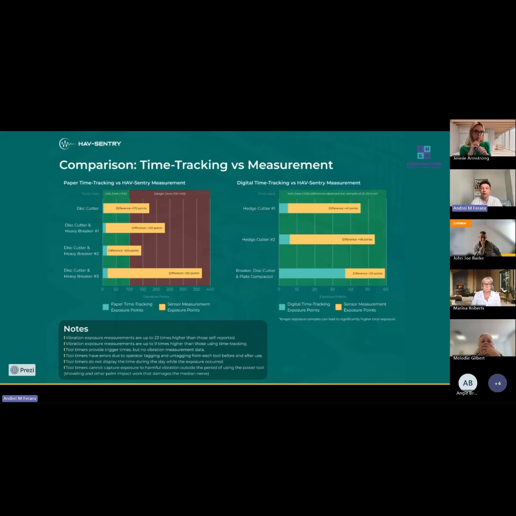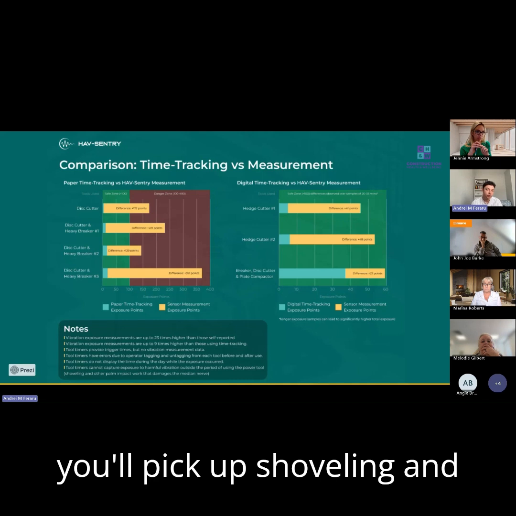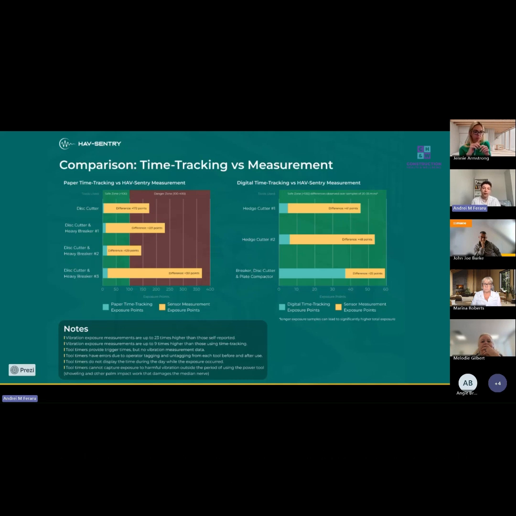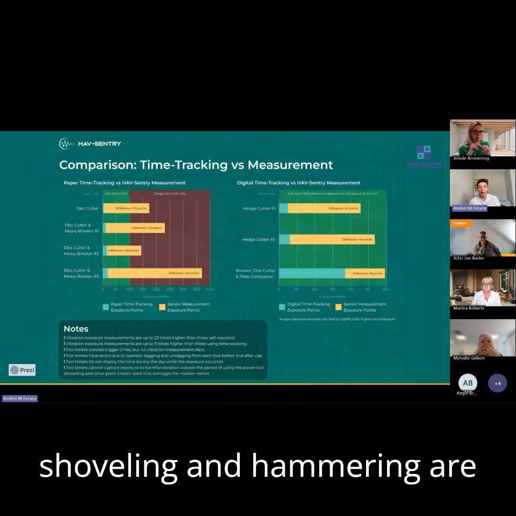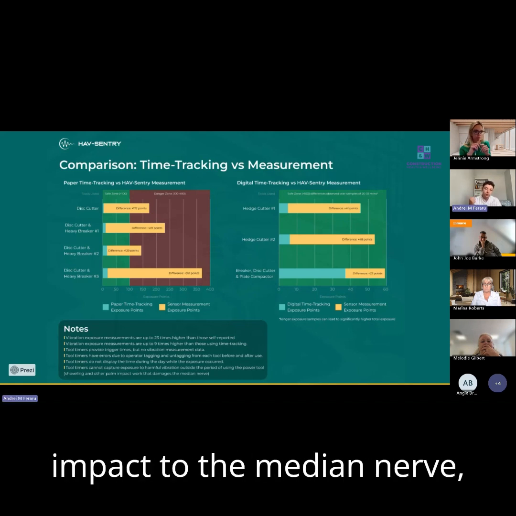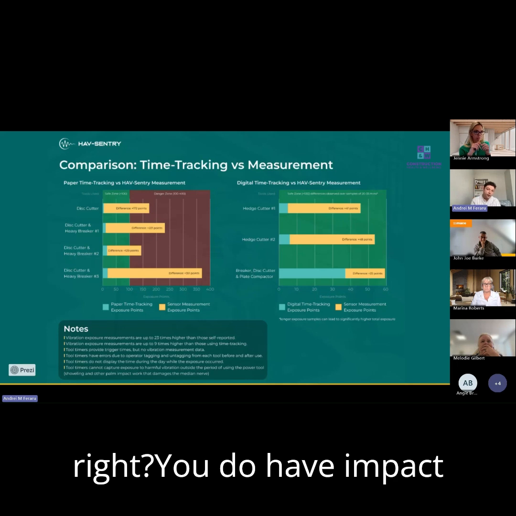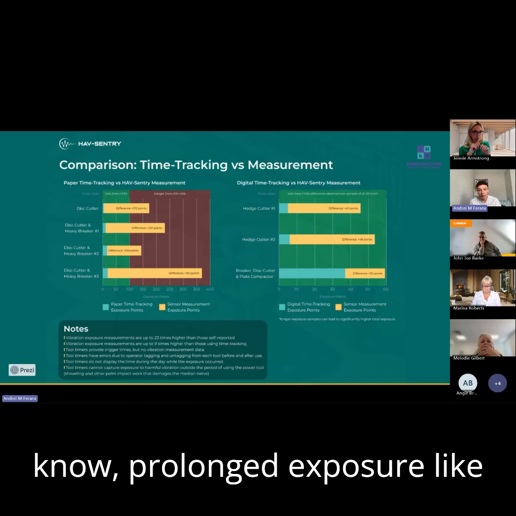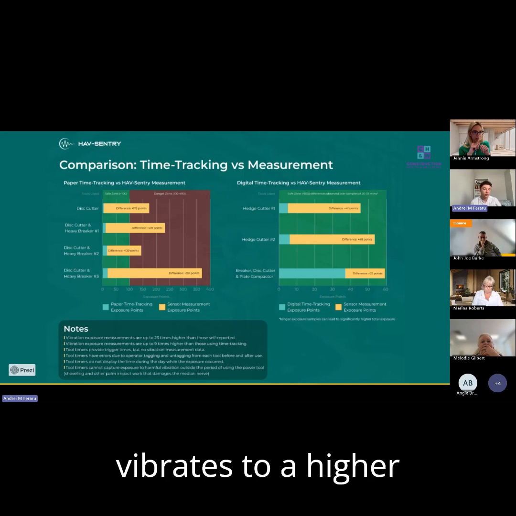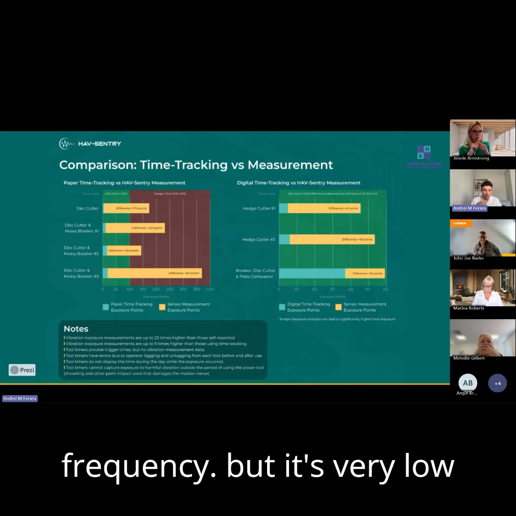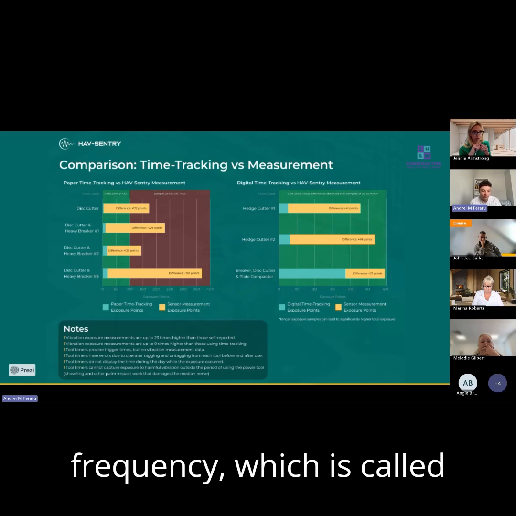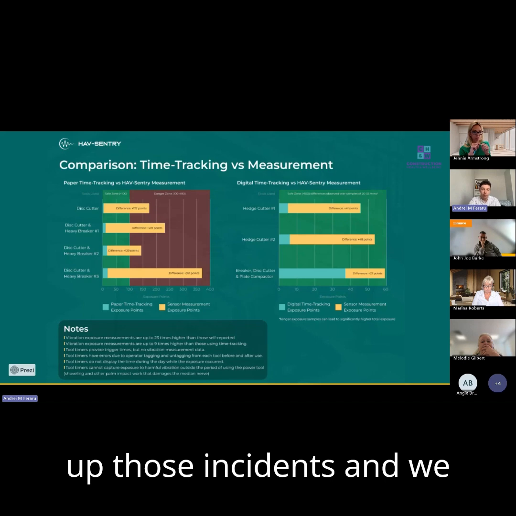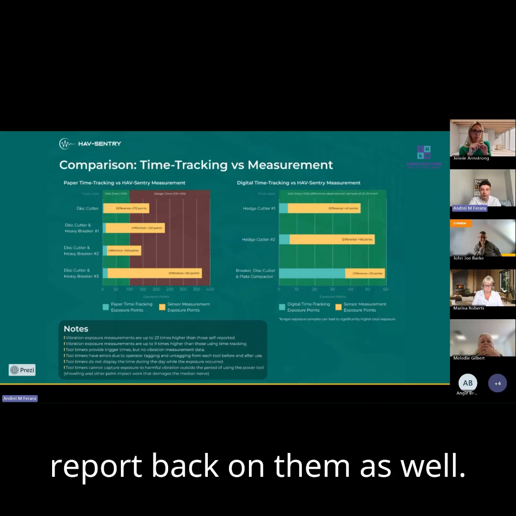It's not just working with power tools. It will pick up shoveling and hammering and any manual labor, because obviously shoveling and hammering are impact to the median nerve, right? That you do have impact vibration. It's not prolonged exposure like it would be with a tool that vibrates at a higher frequency, but it's very low frequency, which is called impact vibration, essentially. And we can pick up those incidents, and we report back on them as well.